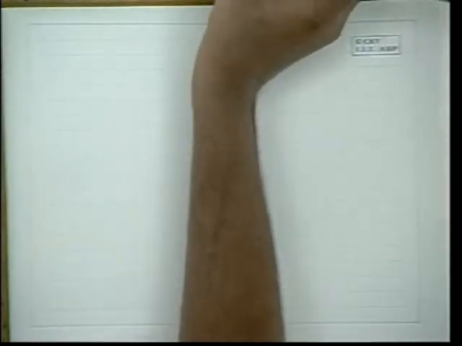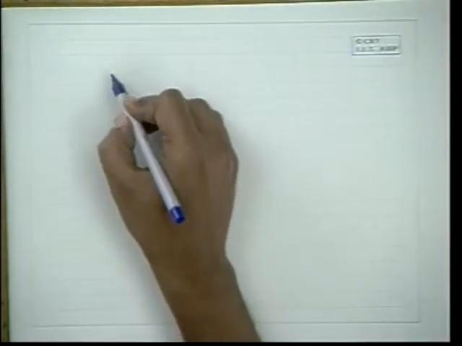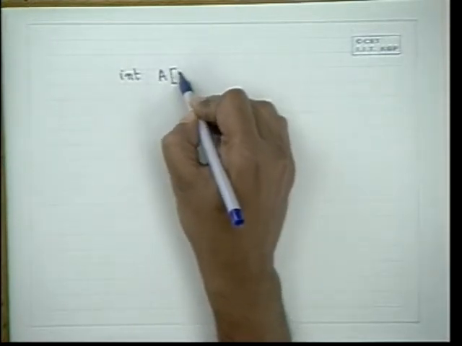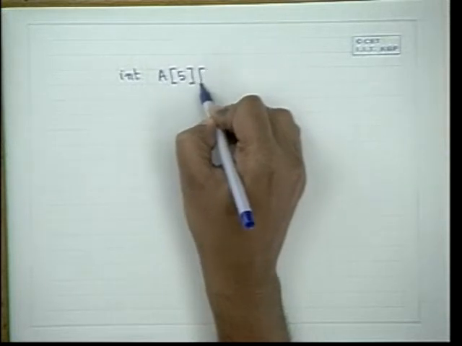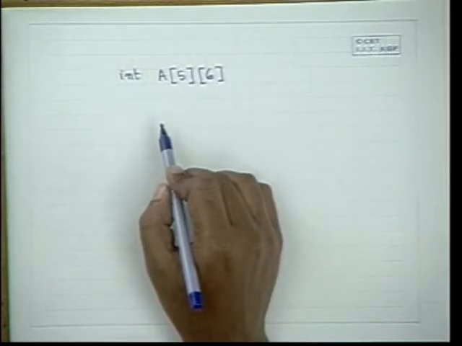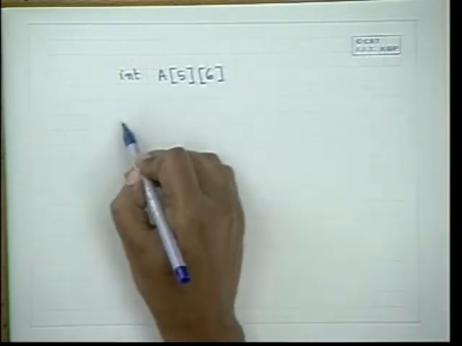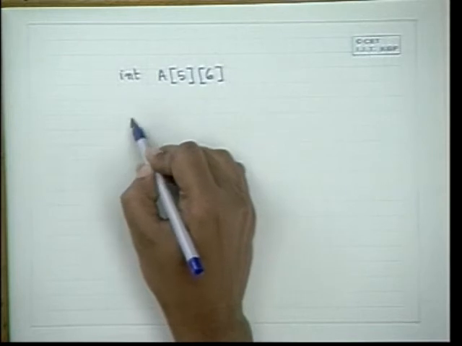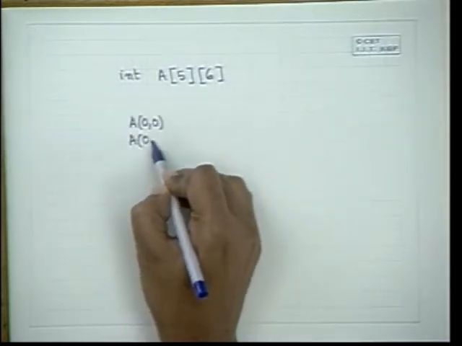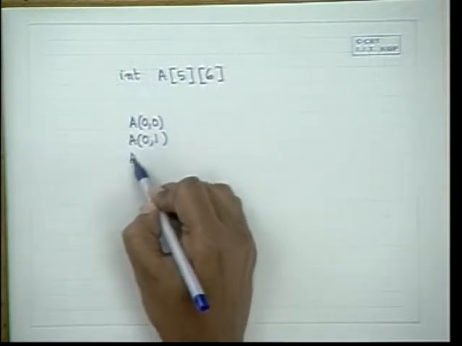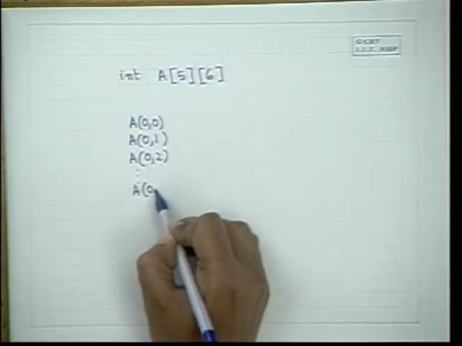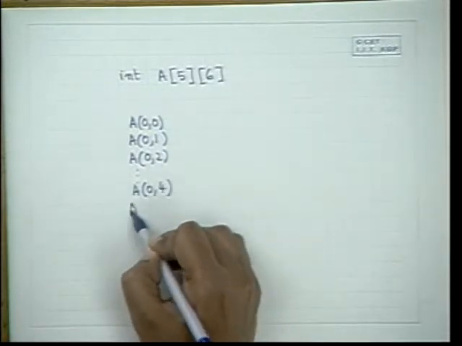The second point is how they are stored in the memory. Suppose you declare int A[5][6], then they are stored in the memory this way. The contiguous storage in the memory is A[0][0] followed by A[0][1], A[0][2], A[0][4], then A[1][0].